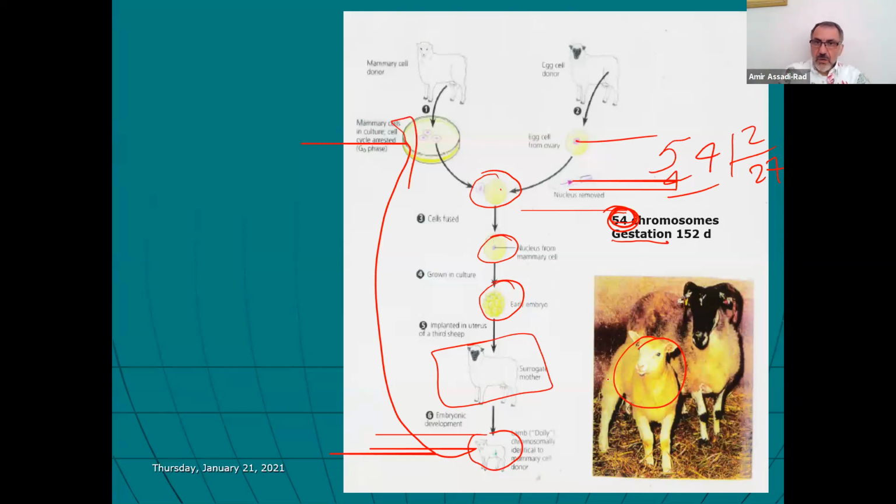Anyhow, so that is what's happening. Now, quickly to say a few things. Nowadays, they take the whole mammary cells, with the cytoplasm and everything, and put them inside the egg. For the electric shock, they use salt. They put the egg in a salt solution, take it out, put it in a normal environment, and they have the blastula.